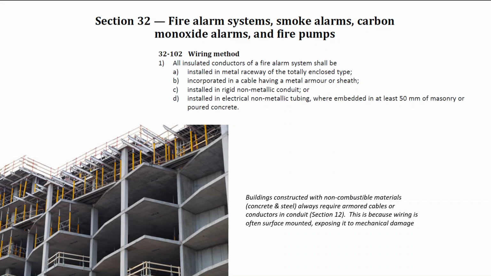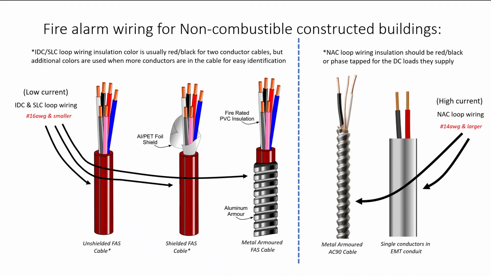So what types of cables and connections would we see? Well, on the left-hand side, IDC and SLC loop wiring would have FAS cable used. FAS is fire alarm signal cable. It's a red jacket cable with two or more multi-conductors or conductors inside it that are copper, and the system is intended for use with fire alarm systems. You can get it in normal, shielded, and armored. And it really does depend on what your wiring method is as to which one you're going to select.